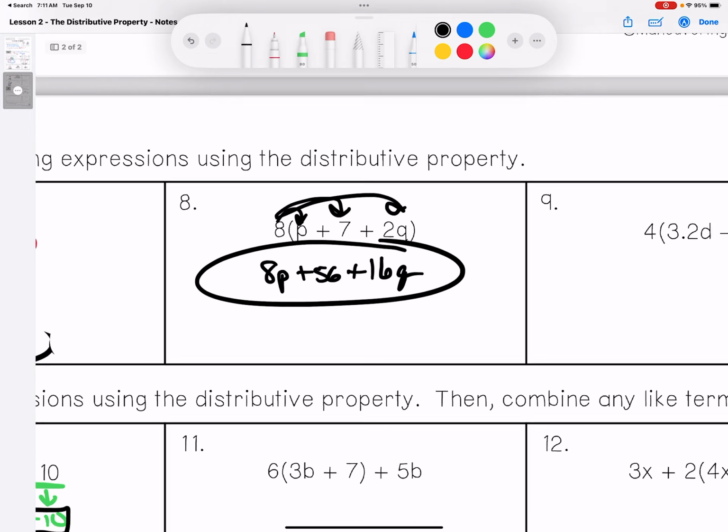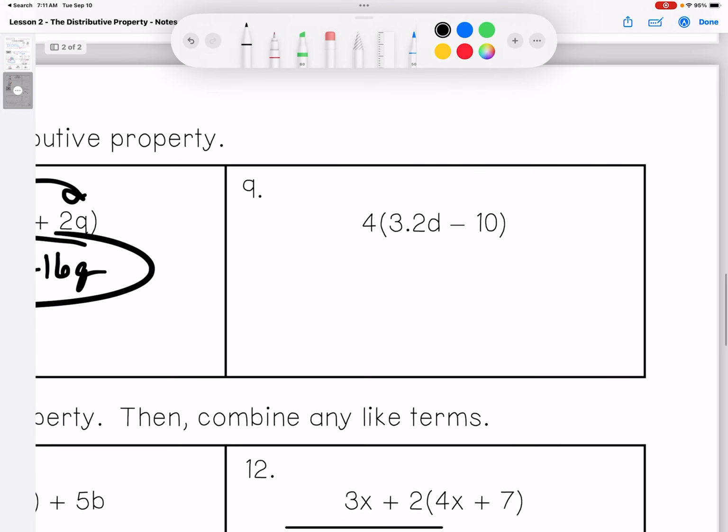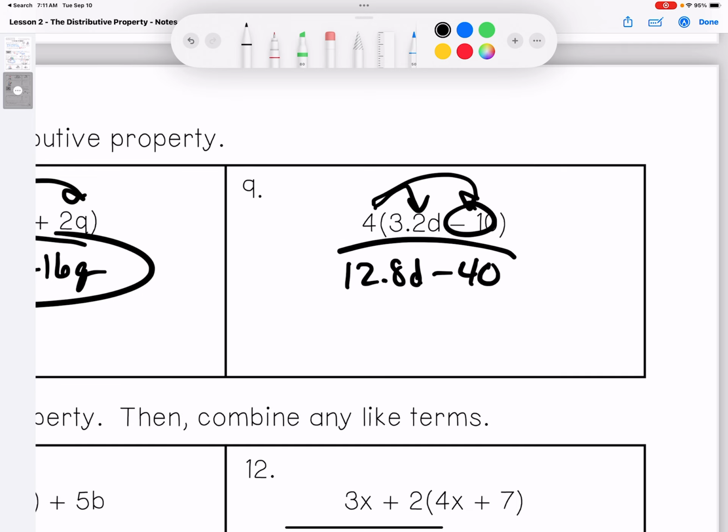All right, number 9. 4 times 3.2. Again, you have a calculator, so I don't feel bad for you anymore. 12.8. Keep your D. And then 4 times negative 10 is negative 40. So it should be 12.8D minus 40.